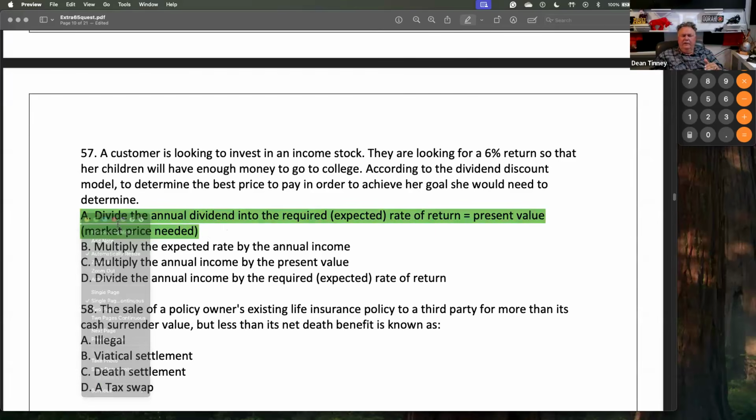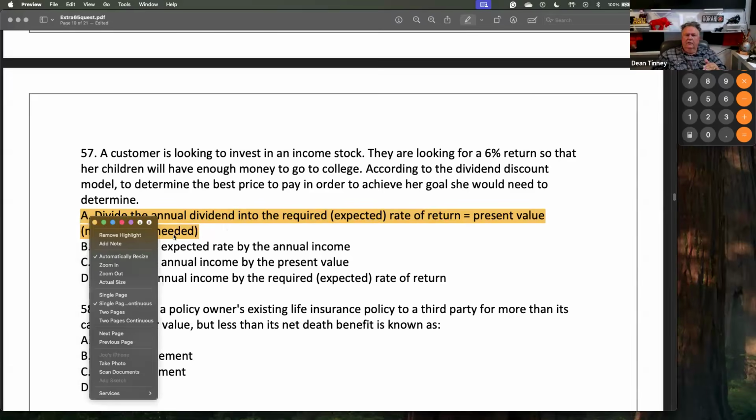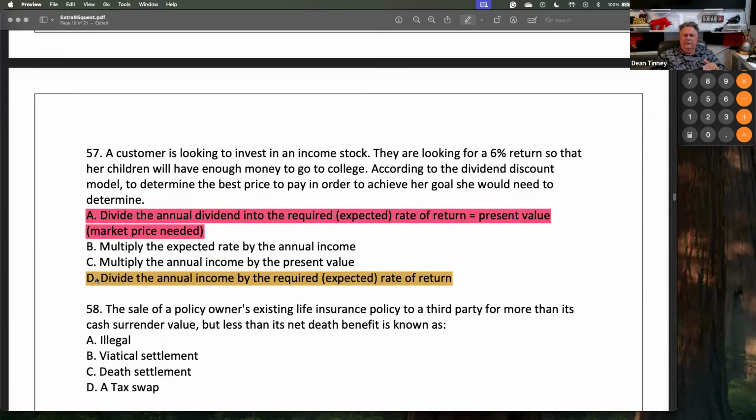Let me tell you what the test question about discounted cash flow is. The test question about the dividend discount model is that it's DCF as applied to a stock. We have lots of valuation techniques for stocks. PE ratio is a valuation technique for stocks. Price to book is a valuation technique for stocks. And the dividend discount model is discounted cash flow as applied to a stock with a dividend. We cannot apply the dividend discount model to a stock with no dividend.